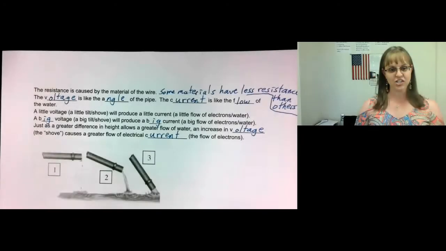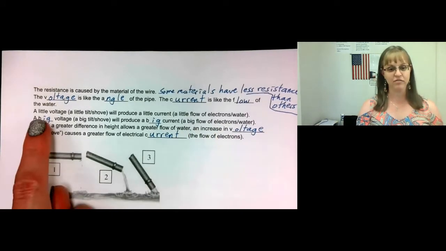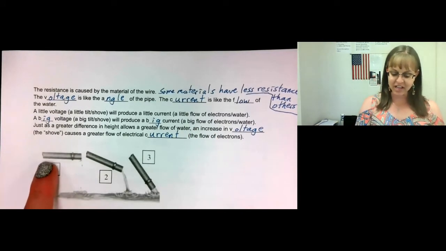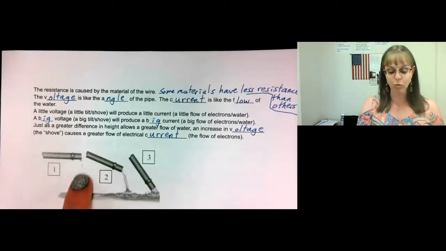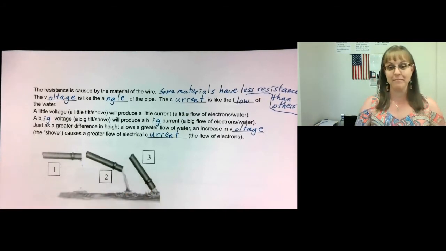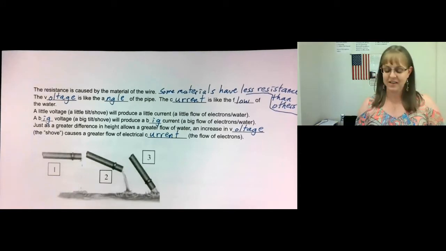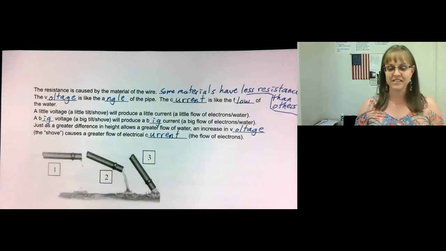Here's another analogy. The voltage is like the angle of the pipe, and the current is like the flow of the water. If you have a little voltage, a little bit of a tilt, a little bit of a shove, it will produce a little current, a little water or electrons dripping through. If you have a big voltage, a big tilt, a big shove, then that will produce a big current, lots of water, lots of electrons. So that's another analogy.